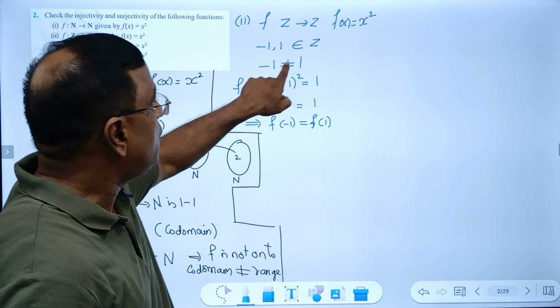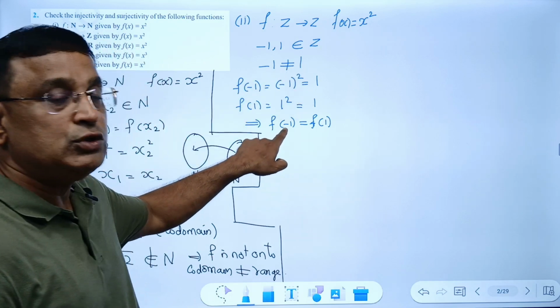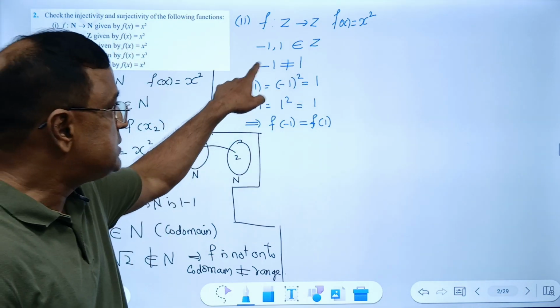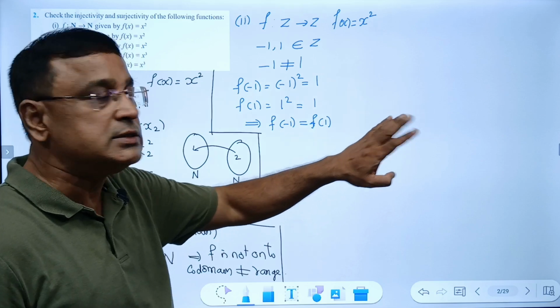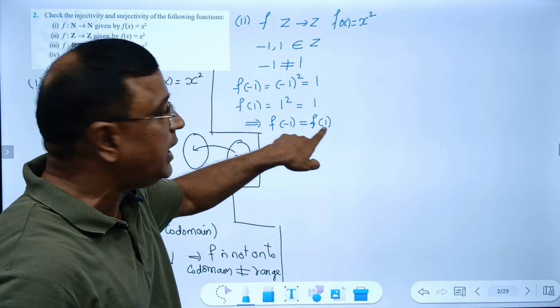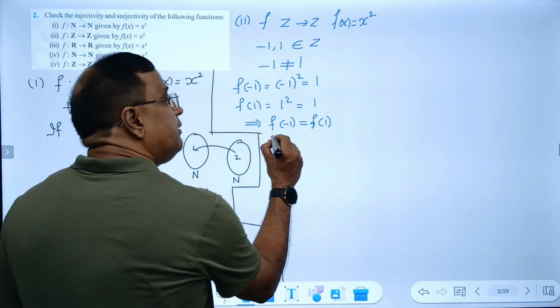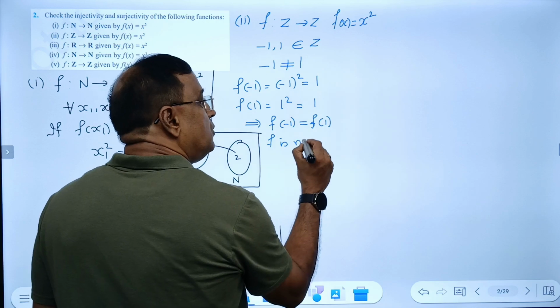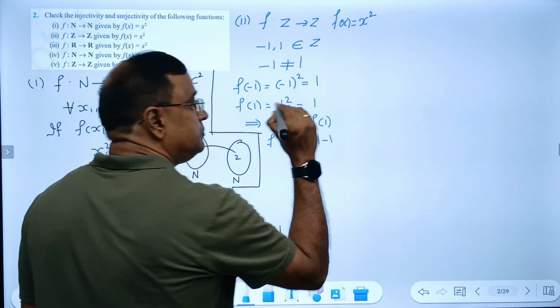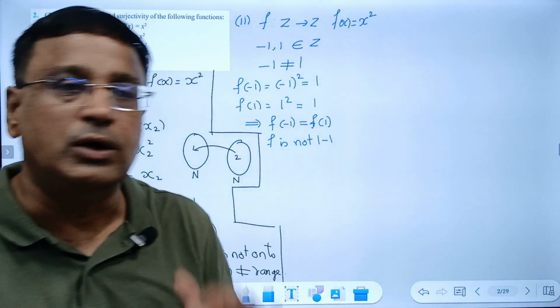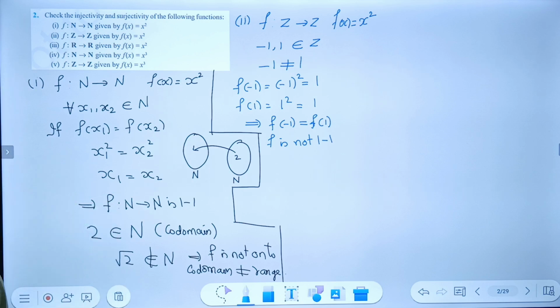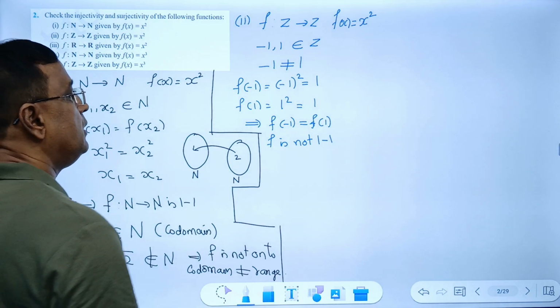If you have minus 1 not equal to 1, f of minus 1 should not be equal to f of 1. Distinct elements should go to distinct images. Here distinct elements go to the same image. Therefore f is not one-to-one. This shows that f is not one-to-one. Now whether it is onto is something that you need to verify.